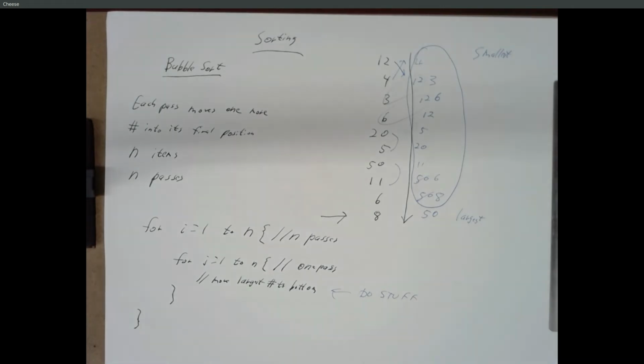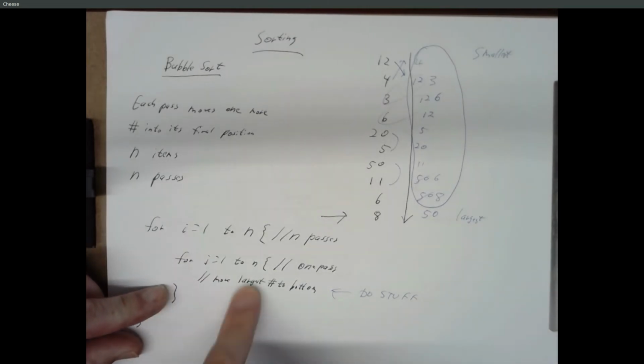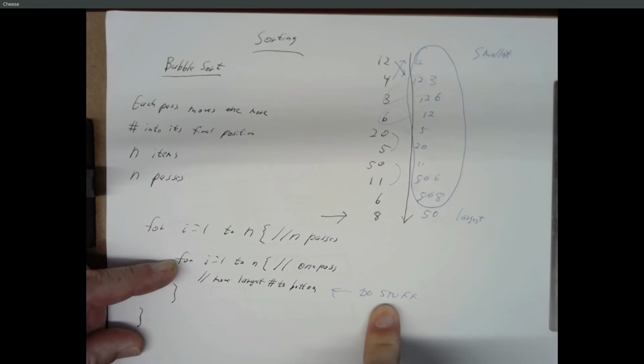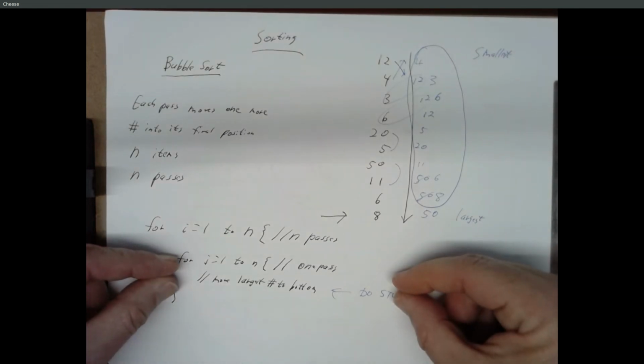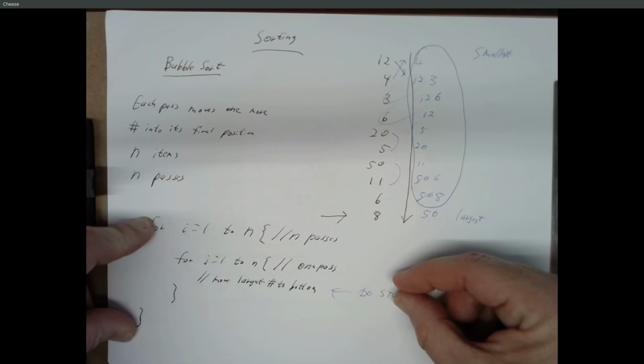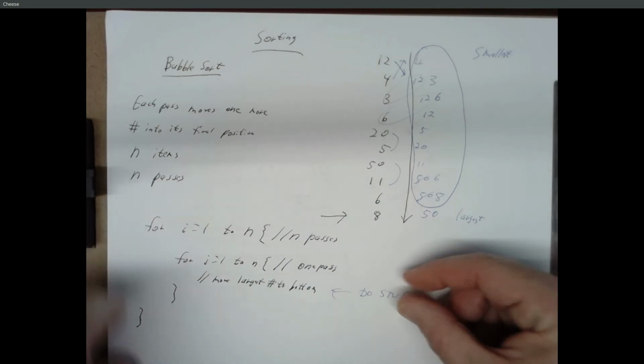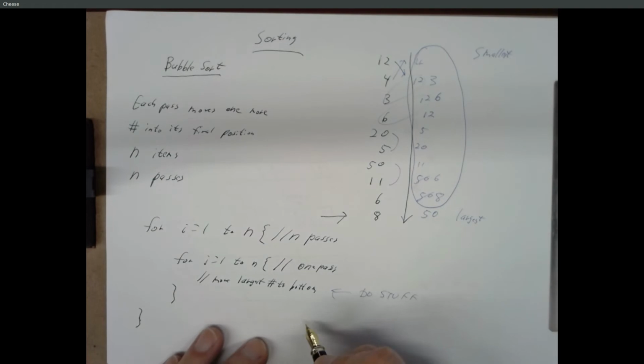So how many times are we doing stuff, roughly? N times? Or n minus 1? You're on the right track. N squared, right? Because this inner loop is going to execute n times, so we're doing stuff n times. But this whole loop that does stuff n times is itself going to be executed a total of n times. So this is basically order n squared.